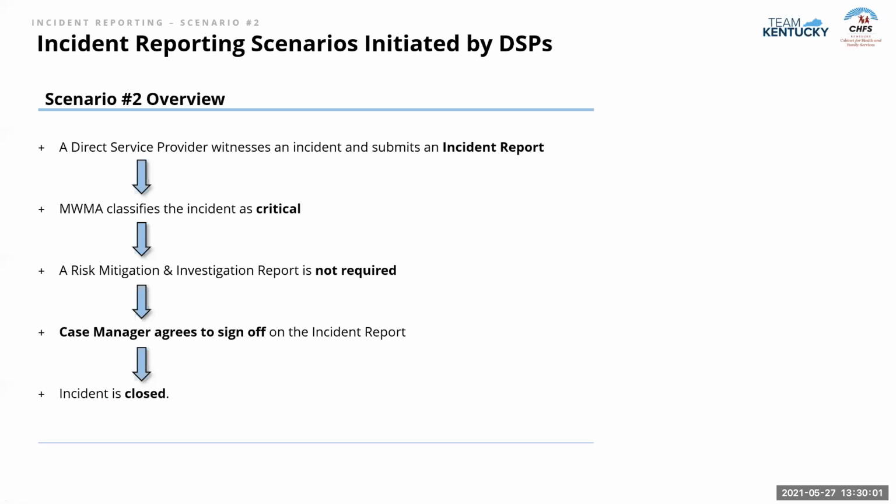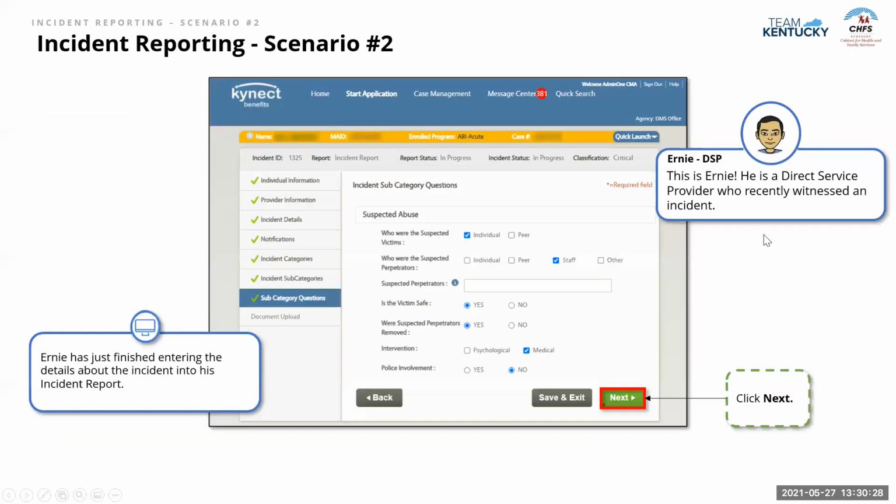Once again, this is going to be a scenario where an incident was witnessed and submitted by a direct service provider. MWMA is going to classify this incident as critical based on the information entered, and the direct service provider is going to determine that an RMIR was not required for this incident. It's going to move on to the case manager, who will agree to sign off, and then the incident can be closed. So let's go ahead and take a look at what that will look like within MWMA.